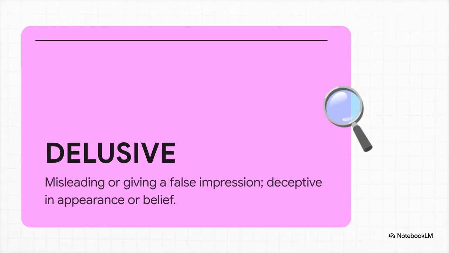So what kind of ideas can fool a crowd? Well, delusive ones. If something is delusive, it's misleading or based on a false belief. It's basically designed to trick you. For instance, the advertisement made the delusive claim that the pill could help you lose weight without any effort.